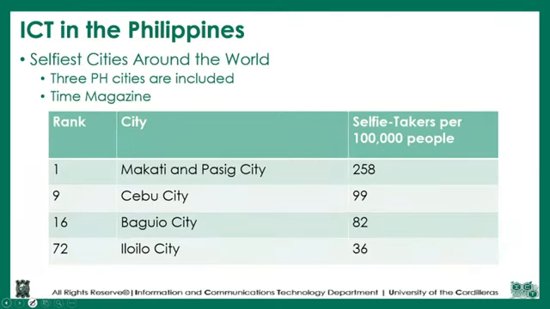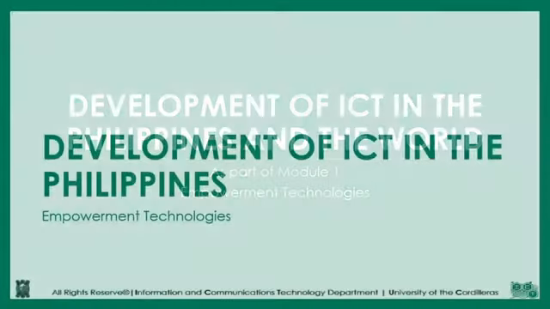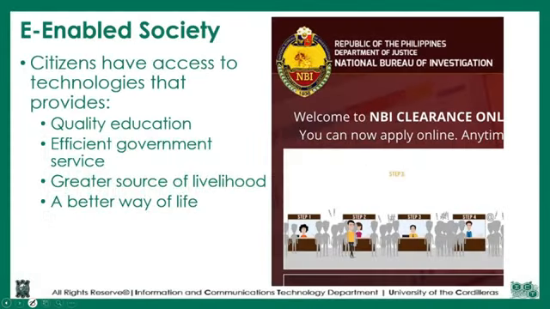Now, let's look at how ICT is being developed and how ICT is being used to enhance different industries and different fields in the Philippines. The first thing that we look at is what we call the e-enabled society. So citizens now have access to technologies that provide quality education, sufficient government service, a greater source of livelihood, and a better way of life. So in other words, there are many tools and services now which are made faster or simpler with the help of technology.